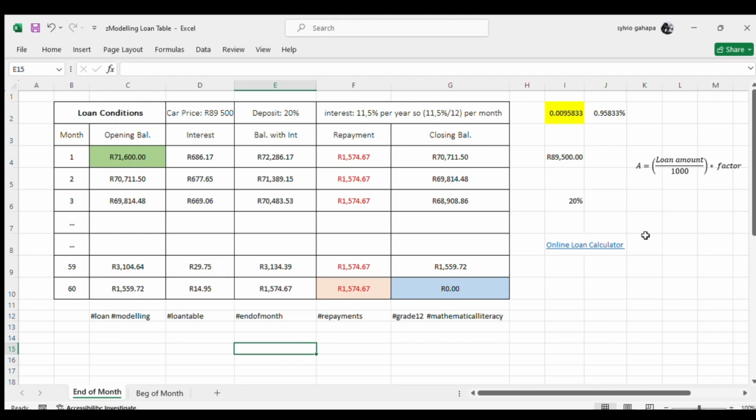Morning, ladies and gents. So, just to recap the loan table using the end of month repayment method. As you can see, the table is done, right? Few things that you need to know.